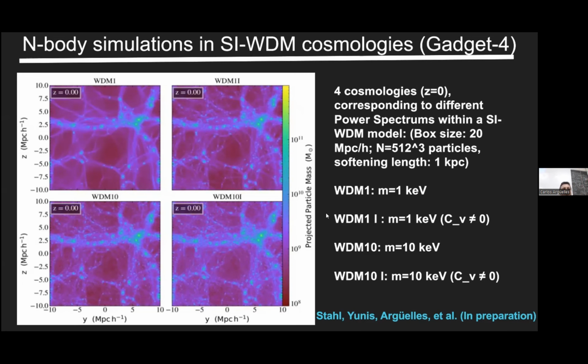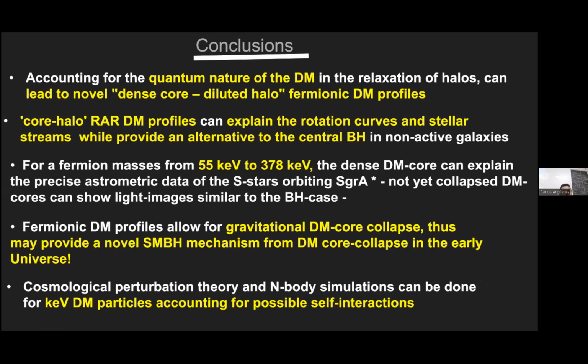And so, wrapping up my talk, the main result is that accounting for the quantum nature of the dark matter particles in the relaxation of halos can lead to novel dense core, dilute halo profiles. These core-halo dark matter profiles can explain the rotation curves and stellar streams, while towards the central region the so-called quantum cores can provide a possible alternative to the black hole paradigm in non-active galaxies, while probably for active galaxies the central core should have collapsed towards a black hole.